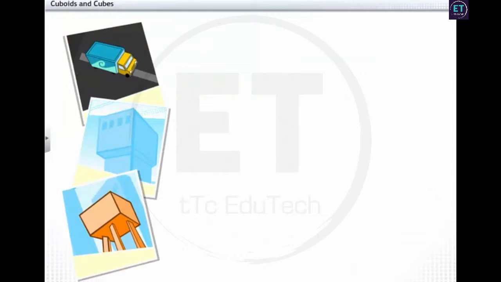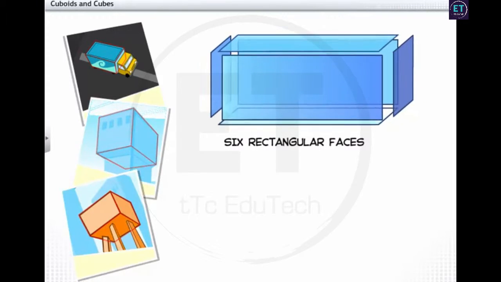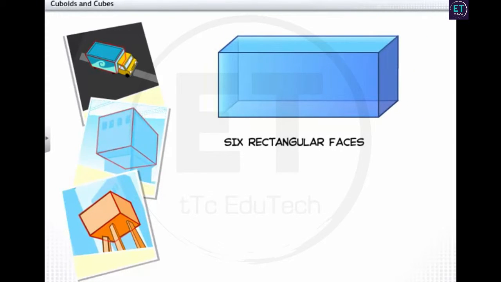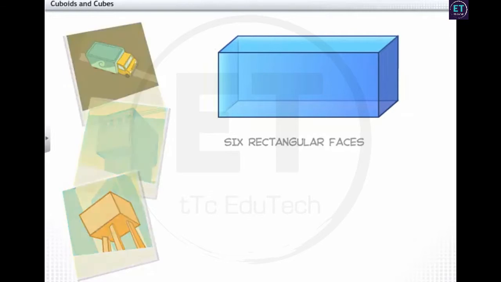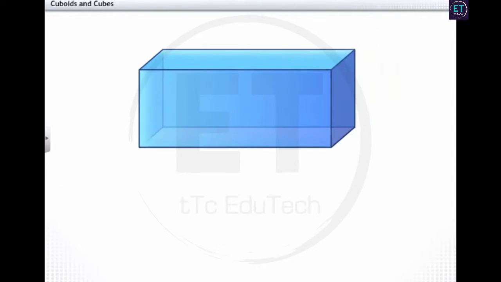Let's look at the objects seen in these pictures. Each of these objects has 6 faces that are rectangular in shape. Such objects are called cuboids.